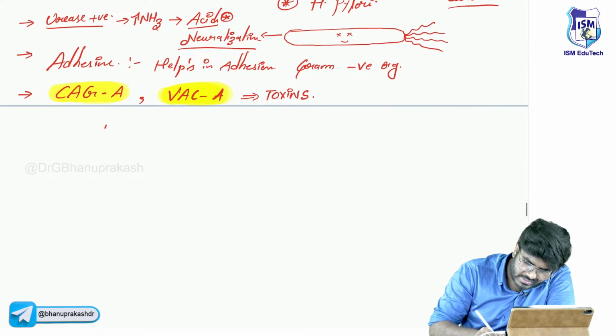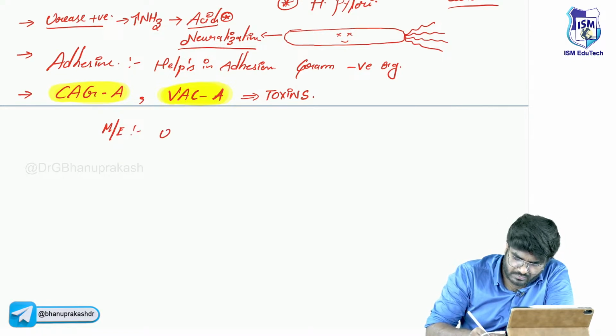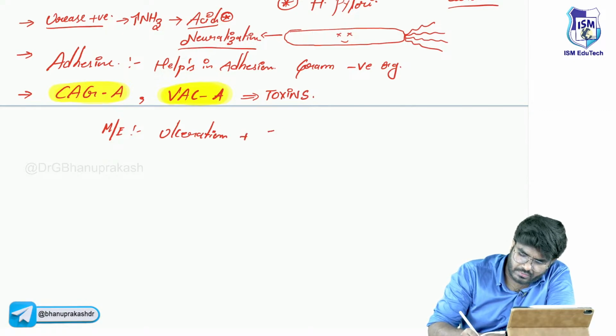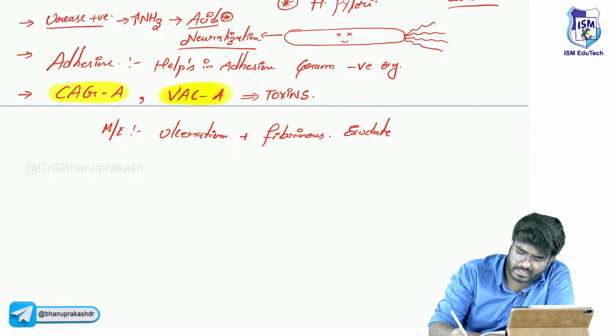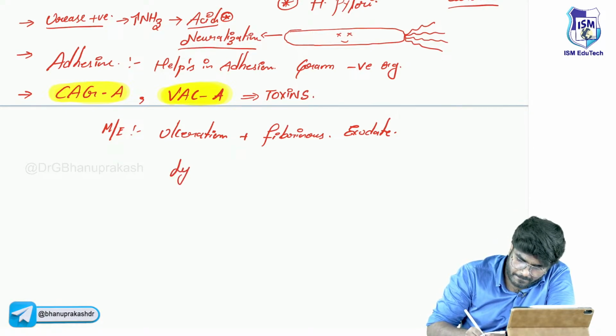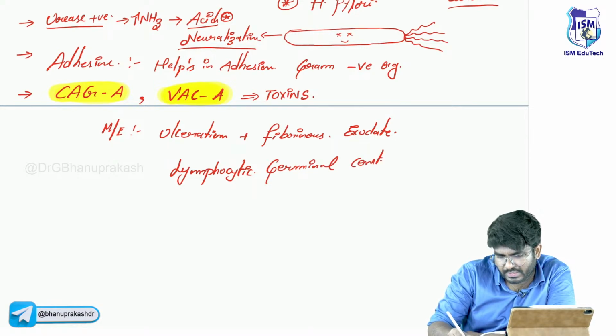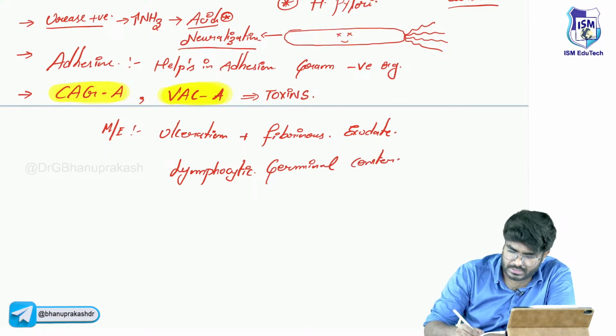So if you do the microscopic examination, how are the ulcers going to look? Ulcerations are going to be seen, ulceration with fibrinous exudate, along with lymphocytic germinal centers. Very classical appearance: the lymphocytic germinal centers in the lamina propria.